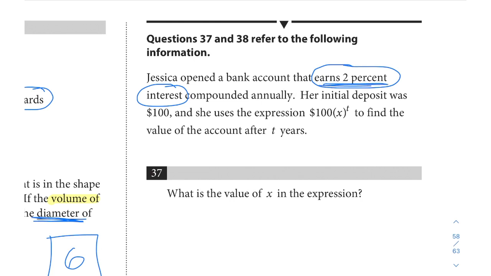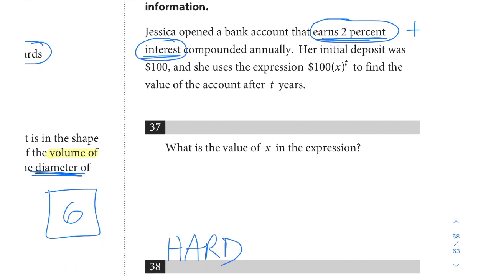In this case, it's earning 2% interest. That means you're adding, right? You're gaining value here. So you're adding that percent on to 100. So whatever your original amount is, which is the $100, you're going to add this 2% to 100%. Your new amount now, after that first year, is going to be 102% of your original starting amount.